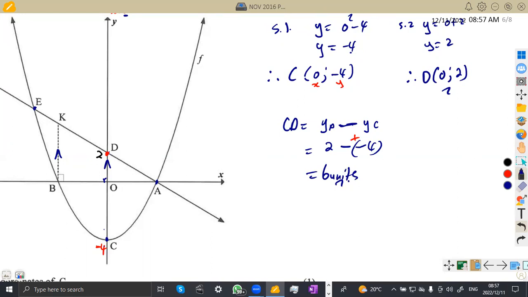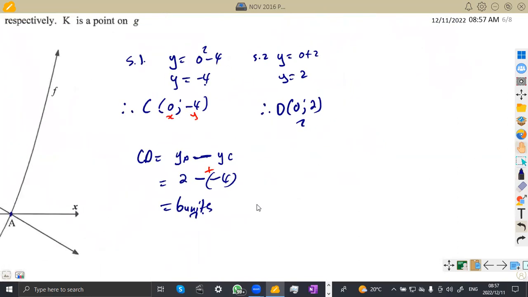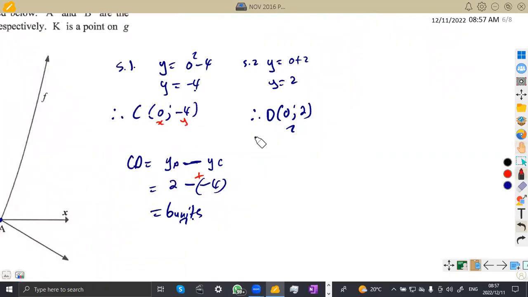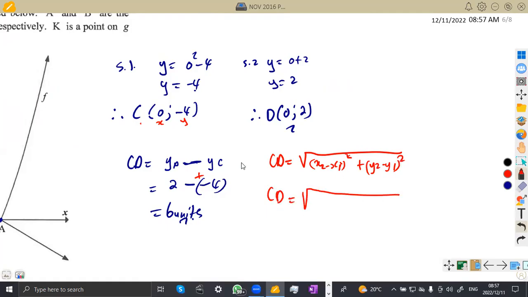Or you can use this concept, guys. Since we have got C and D here, we know that the distance CD is given by the formula (x2 minus x1) squared plus (y2 minus y1) squared. So CD is equal to the square root of, we can just name x1, y1, x2, y2. So that's 2 minus 4, okay?